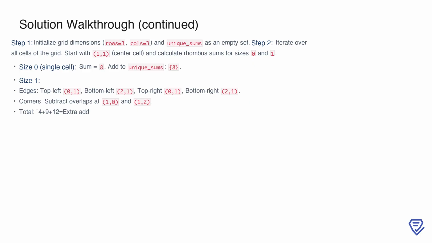For a size 1 rhombus, we consider the edges formed by the top left, top right, and bottom right cells relative to the center. We ensure to account for any overlaps or double-counted corners, adjusting the totals as needed. Once the calculations are complete, we add the resulting sums to the unique_sums set. This process continues for other relevant cells and rhombus sizes within the grid, ensuring all unique sums are captured.